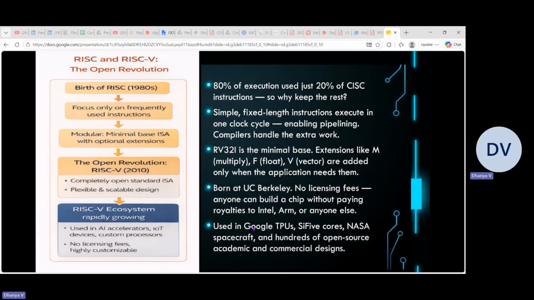And then it's used in Google TPUs, SiFive cores, NASA spacecraft, and even, I think, Airtel's 5G also. And nowadays it's used in AI accelerators, IoT devices, and custom processors. So that's what I wanted to cover essentially.